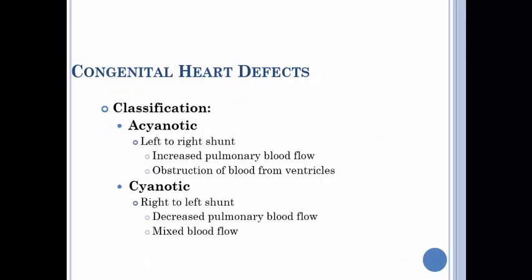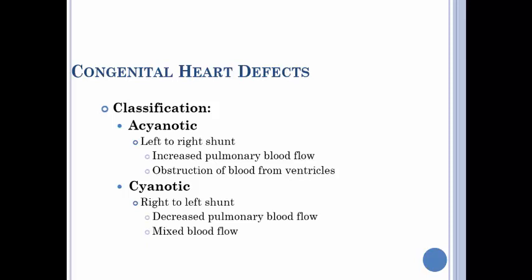These heart defects are also classified based on whether they're acyanotic or cyanotic. Acyanotic is when the blood is shunted from the left to the right. So the blood has already been oxygenated, it's shunting back to the right side of the heart and going back through the pulmonary circulation again. So it increases pulmonary blood flow and increases the workload of the lungs, but at least the blood going out to the tissues has been oxygenated.